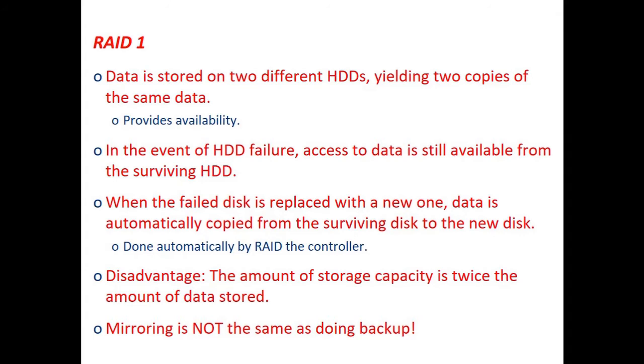Suppose one of the hard disk drives fails, you can access the data from the surviving hard disk drive. Again, if you replace the failed hard disk drive with a new one, there need not be any manual intervention to copy the data from the mirrored copy to the new hard disk drive. The data will be automatically copied by the RAID controller. The RAID controller will ensure that both hard disk drives contain the same data, the mirrored data.